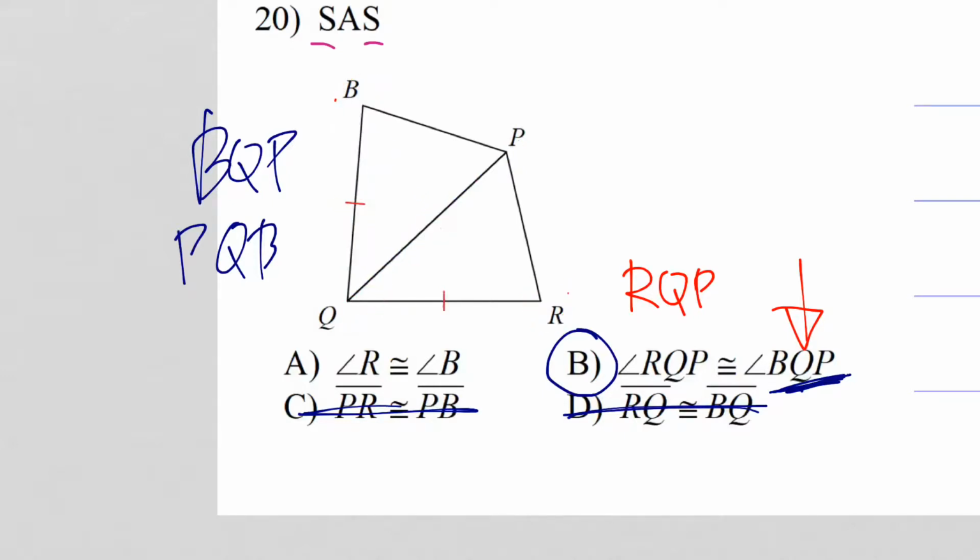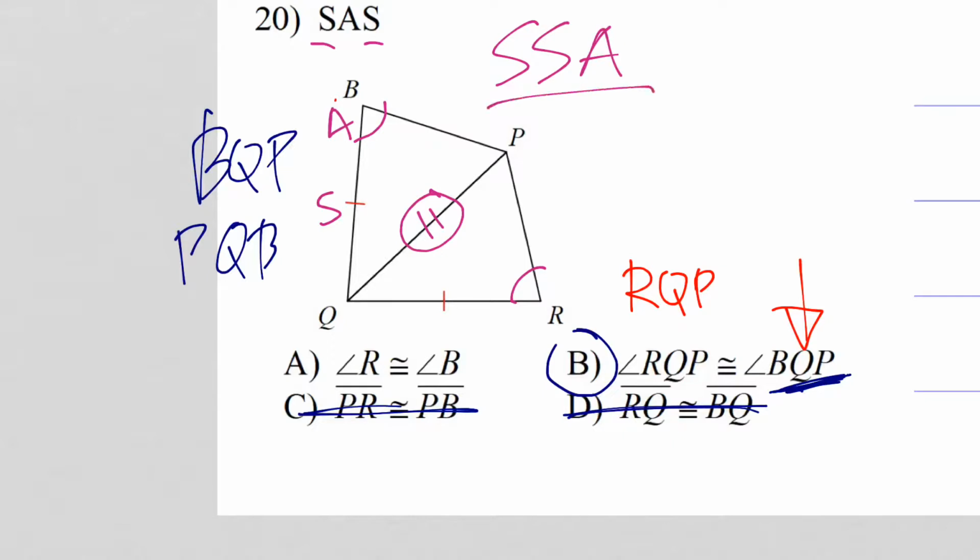So I'm going to erase everything here. Draw in the tick marks. That's the only thing I can add here. Angle R is here, and angle B is here. So if I have them, and let's say I start at this side, it'd be side, side, angle, which is not even a triangle congruence theorem. It's the bad one, ASS. We don't use that one. So A is out. It has to be B.